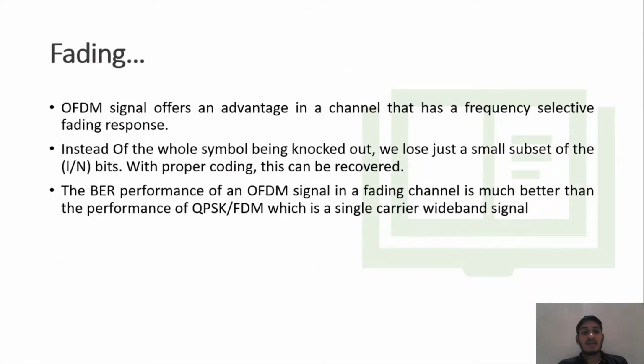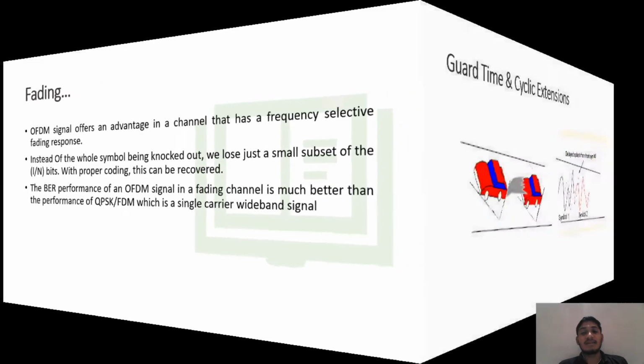An OFDM signal offers an advantage in a channel that has a frequency selective fading response. Instead of the whole symbol being knocked out, we lose a small subset of the bits. With proper coding, this can be recovered. The BER performance of an OFDM signal in the fading channel is much better than the performance of QPSK or FDM, which is a signal carried by a wideband signal.